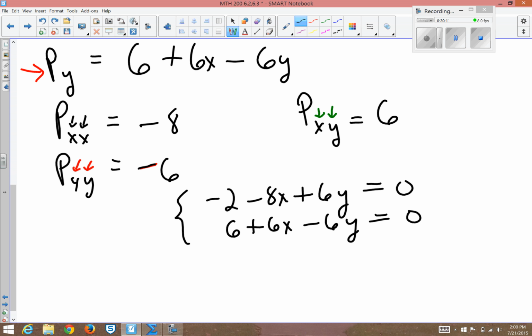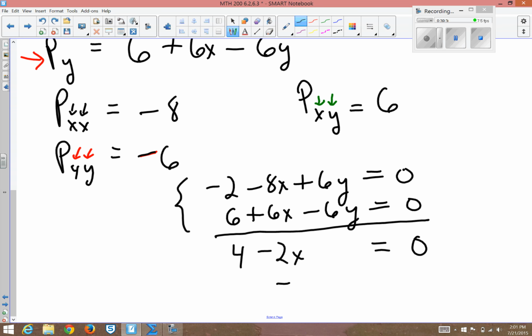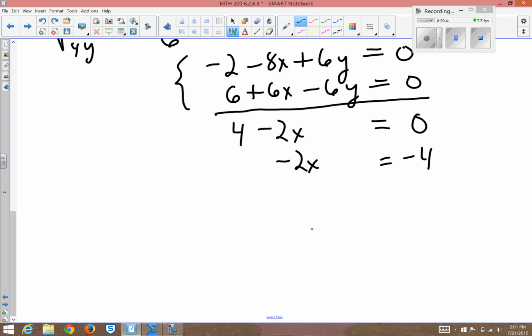One way to solve this system of equations is to add these columns. Just add all the way across. Negative 2 plus 6 is 4. Negative 8x plus 6x is negative 2x. This column adds up to 0. 6y and negative 6y is 0. This column, 0 plus 0 is 0. So we get negative 2x equals negative 4. We subtracted 4 from both sides. That makes x equal to 2.